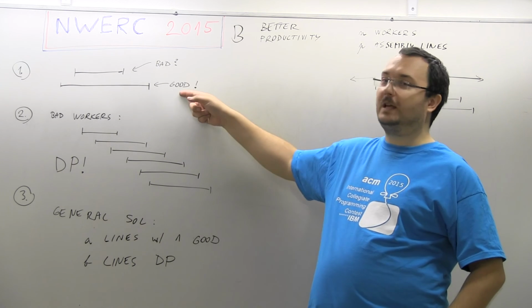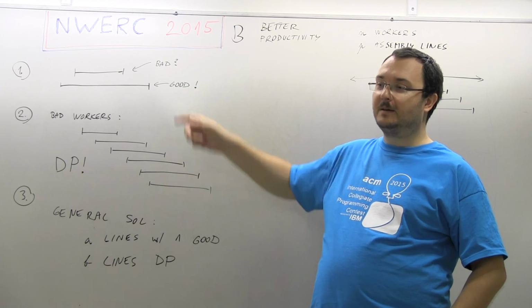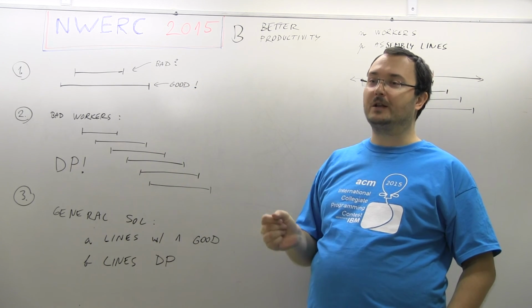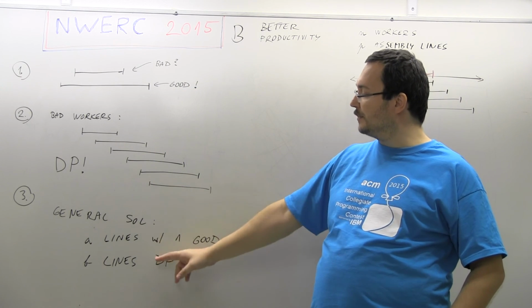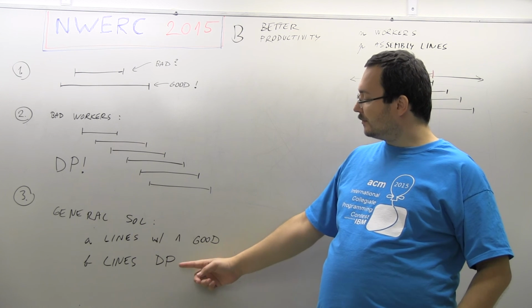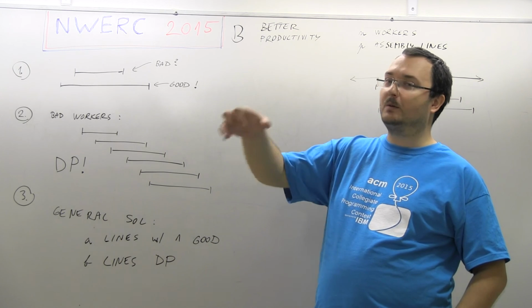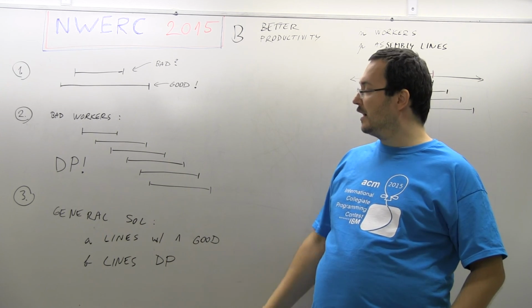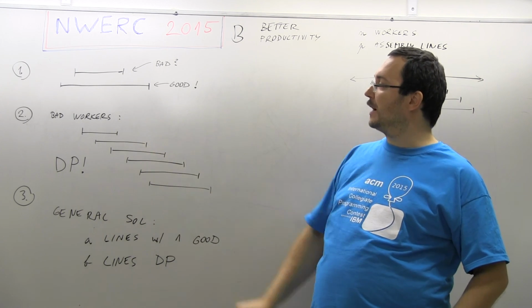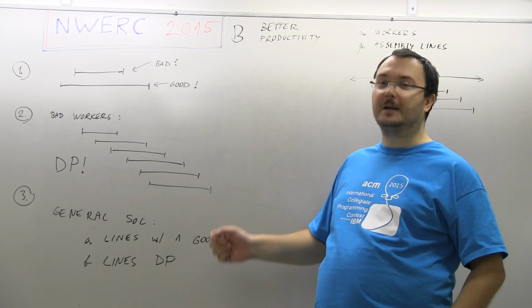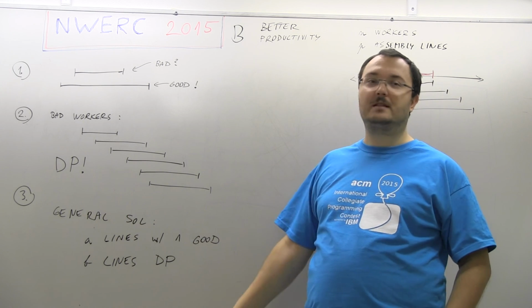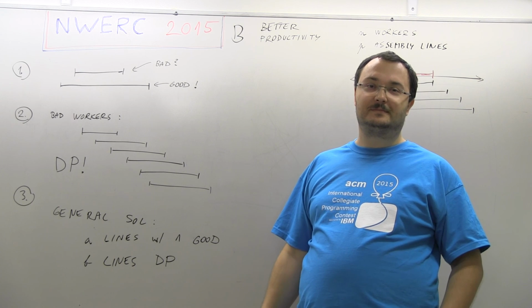So we take all of the good workers we removed in step 1, we sort the intervals according to the length, and now we try all possibilities. So we try all possibilities for the number of lines that each get one of the good workers, and then the rest of the lines is covered by the bad workers using the dynamic programming. And the optimum of those is the optimal solution.